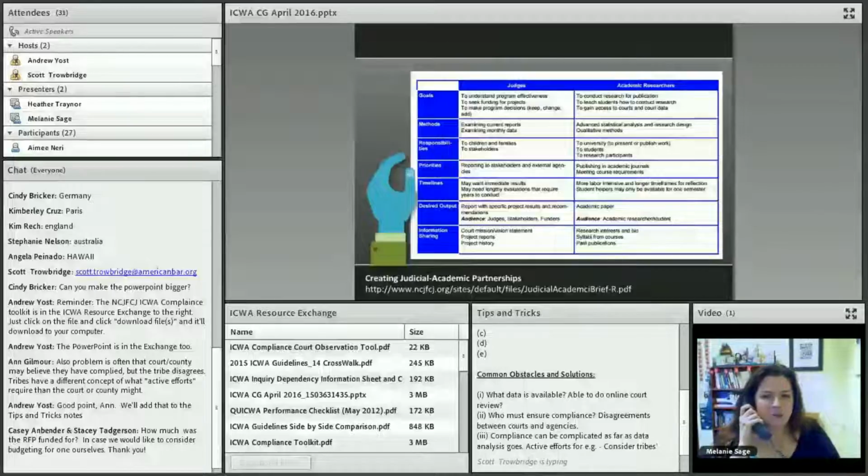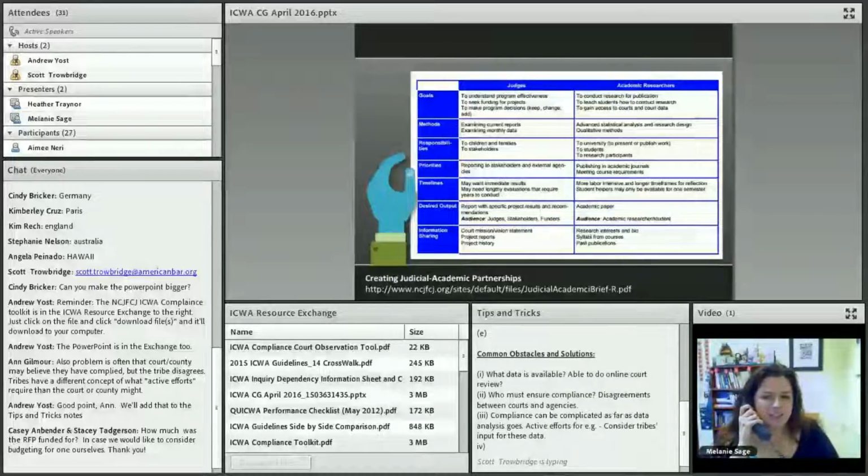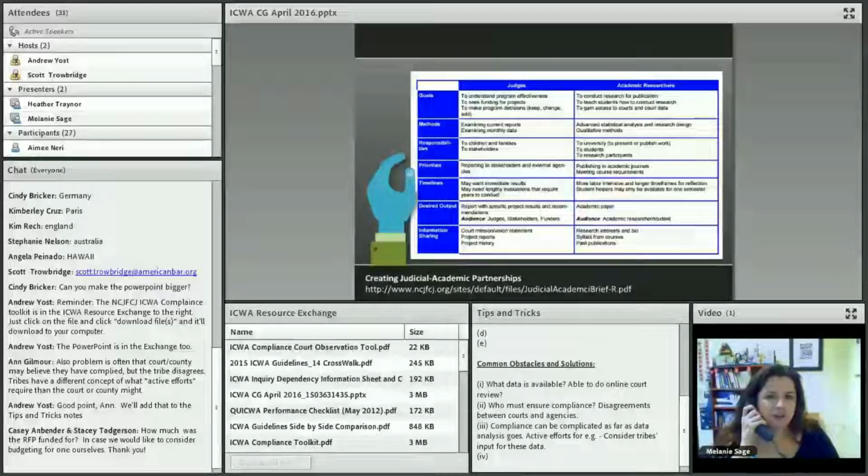We want to publish our research. We want to share with the community. We want to inform practice on a wider national level. We want to take our time with the data to really understand it. So there are some different goals which can be complementary, but can also create some tension. And those are some things that we had to negotiate early on in this partnership.